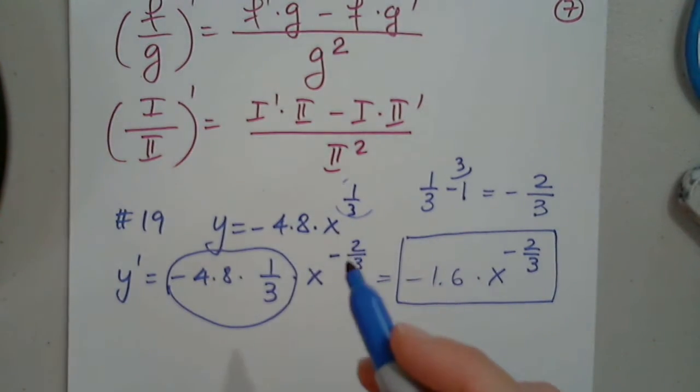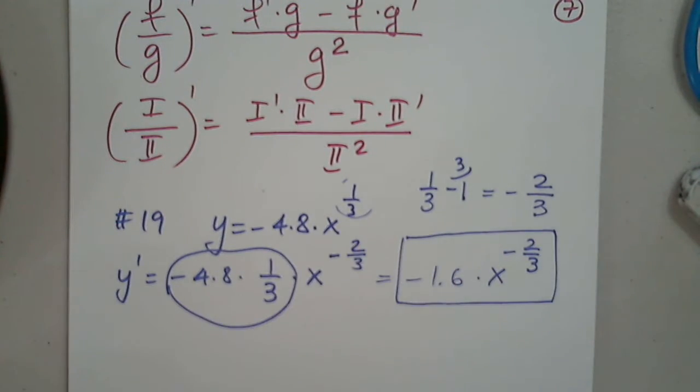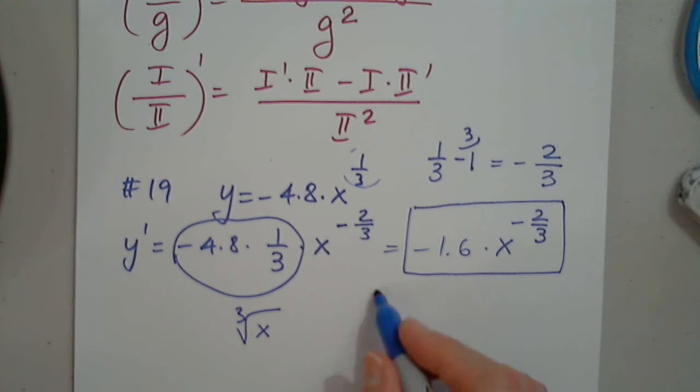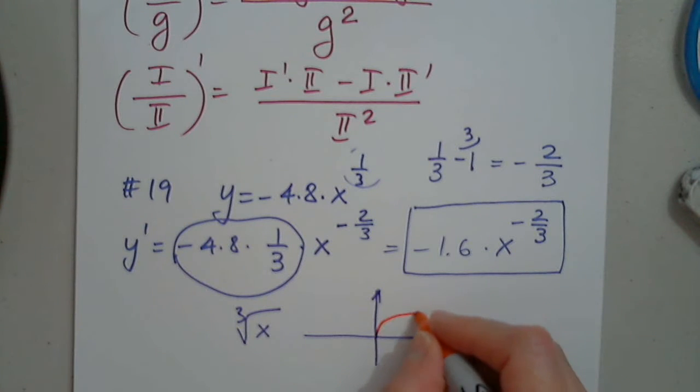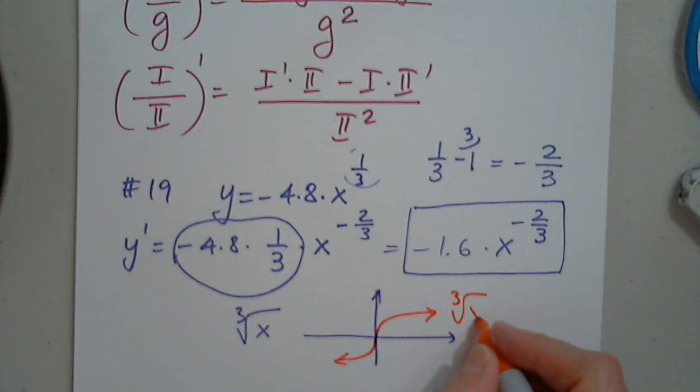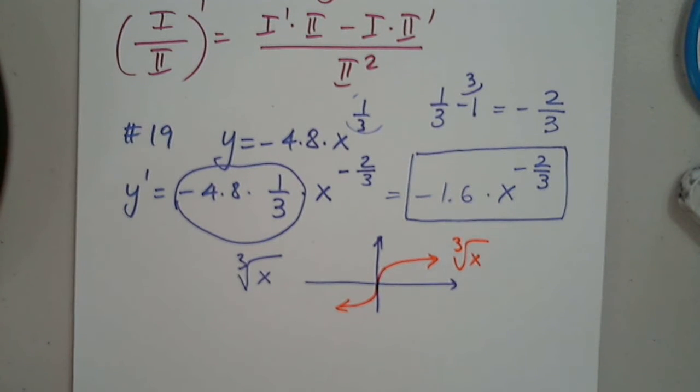How come? If you graph, this is a number, doesn't matter. But if you graph the cube root of x, if you remember how to graph the cube root of x, you will see what happens. Can anyone explain what happens at 0? Why do I claim that this function is not differentiable at 0? Vertical tangent at 0. Very good.